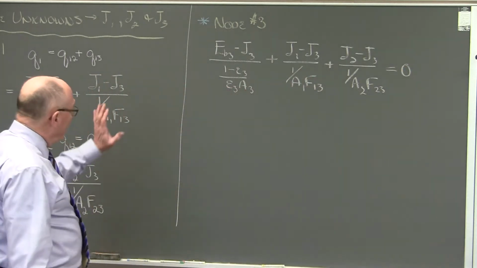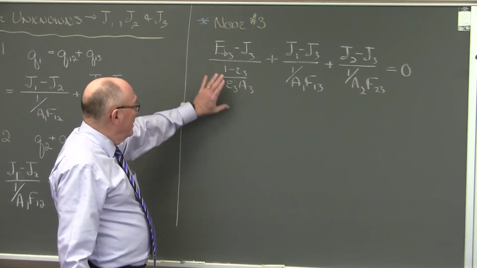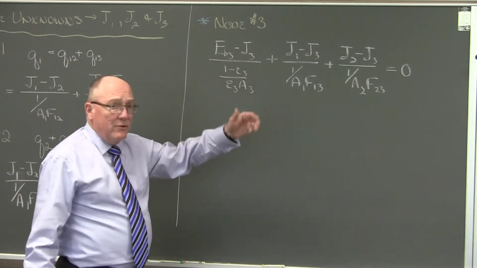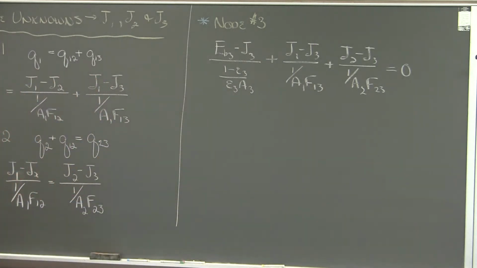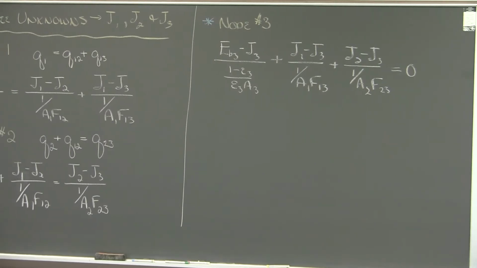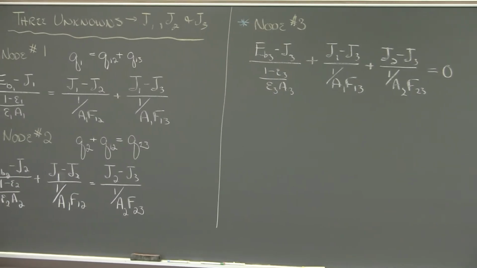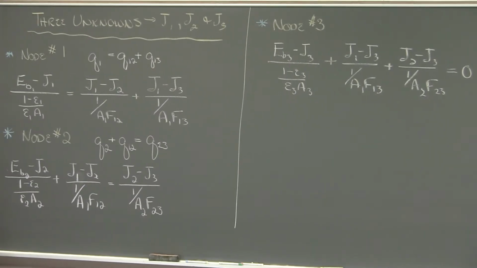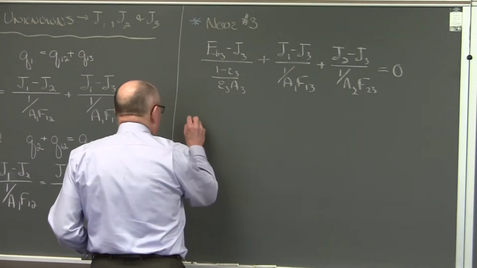All right, once again, same result. A black body emissive power, material properties, areas, and shape factors. So what does this all boil down to? At the end of the day, these are all numbers except for J1, J2, and J3. You have 3 equations with 3 unknowns, and so you can substitute and solve for your unknown J's. All right, so 3 equations, 3 unknowns.